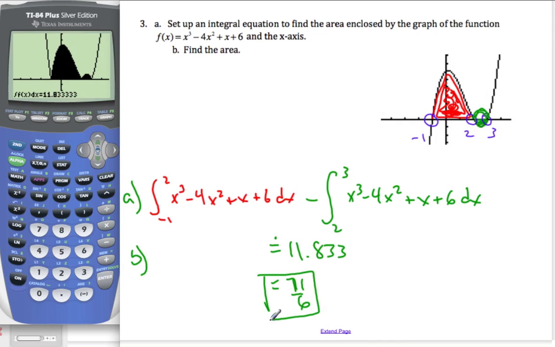Miss Flynn just knows that off the top of her head. Yeah, that's one of the fractions I've memorized. She's good.